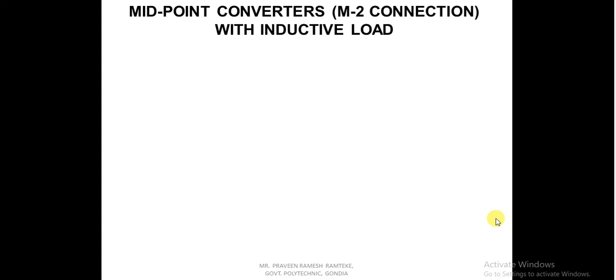Midpoint converters, that is M2 connection with inductive load. This is also called a center tap full wave rectifier with inductive load. In the circuit diagram, we will see how a series inductor is connected with a resistor. Although we have shown in the circuit diagram that the load is inductive, a resistor is always connected in series with that inductor.